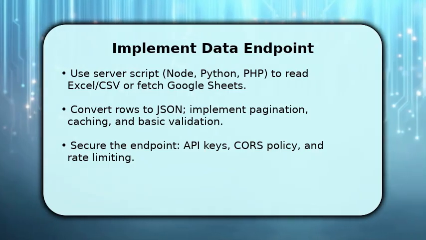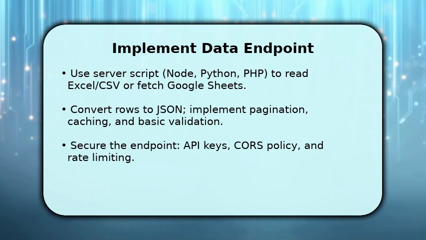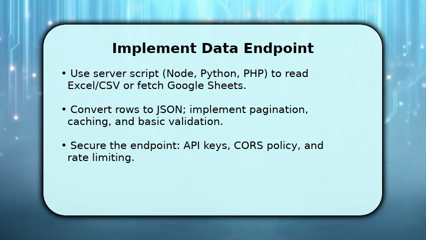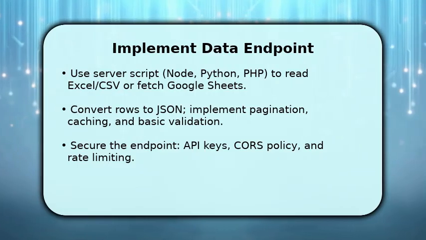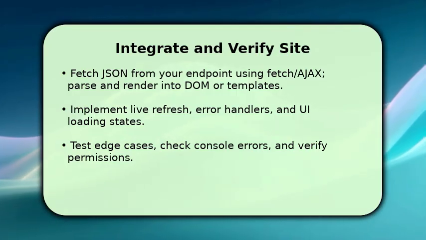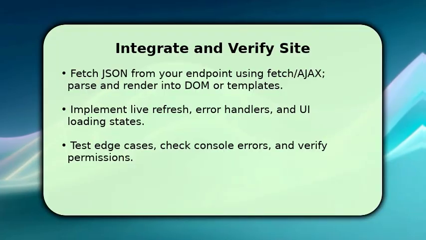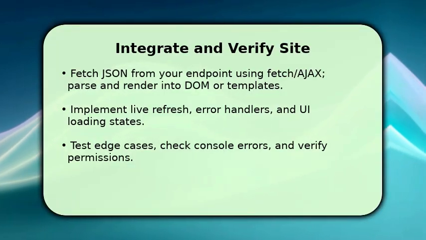Also configure CORS and require an API key so the site can safely fetch data without exposing your backend or exceeding request limits. You finish by integrating the JSON into the website and verifying behavior. Use Fetch or AJAX to request the endpoint, parse the payload, and render rows into the DOM or your template engine. Update UI components on data changes.